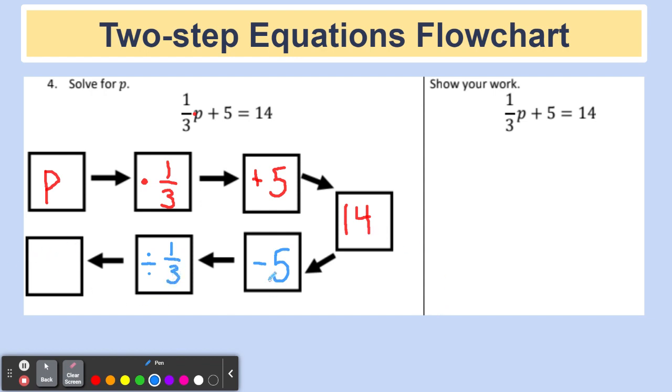What is 14 minus 5? Well, I know that 14 take away 5 gives me 9. And now I need to do 9 divided by 1/3. Again, if you don't know the answer to this in your head, you can go ahead and type it into your calculator. And when you do, you should see that 9 divided by 1/3 equals 27. So for this problem, our final answer is that p equals 27.